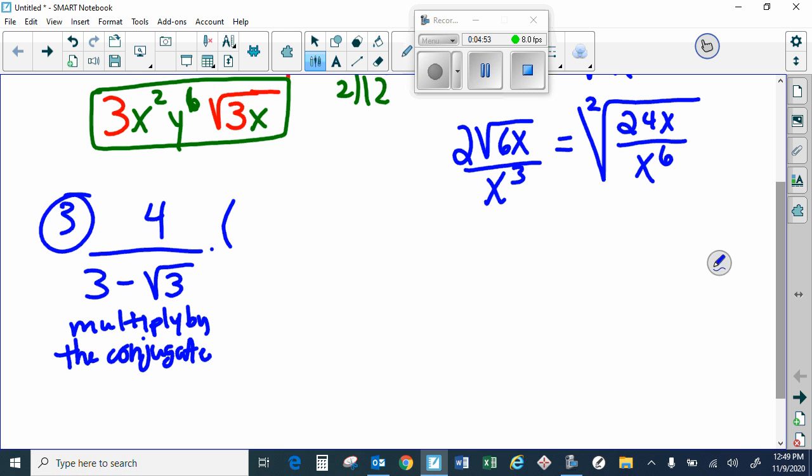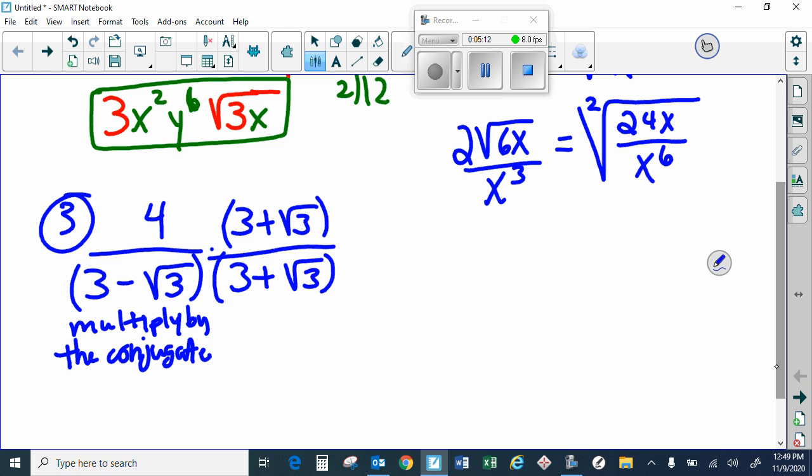The conjugate is basically set up as a difference of squares. So remember, what is the difference between the two factors in difference of squares? The only difference is the sign in the middle. It's the opposite sign. So it's 3 plus root 3. And of course, that's going to be the same thing in the numerator and denominator because that makes it 1 again. So I'm not changing the problem.